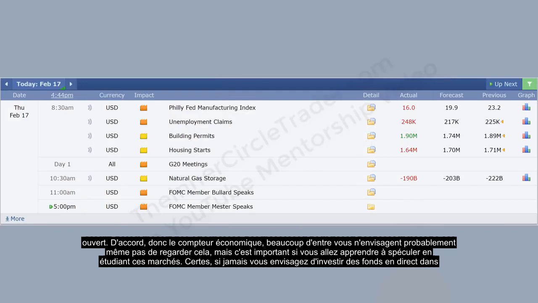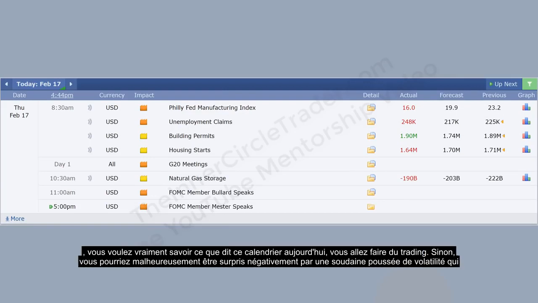All right, so the economic calendar, many of you probably don't even consider looking at this, but it's important if you're going to be learning how to speculate, study these markets. Certainly, if you're ever going to consider putting live funds in, you really want to know what this calendar says for the day you're going to be trading. Otherwise, you could be surprised, unfortunately, adversely, with a sudden rush of volatility that you wouldn't otherwise expect.